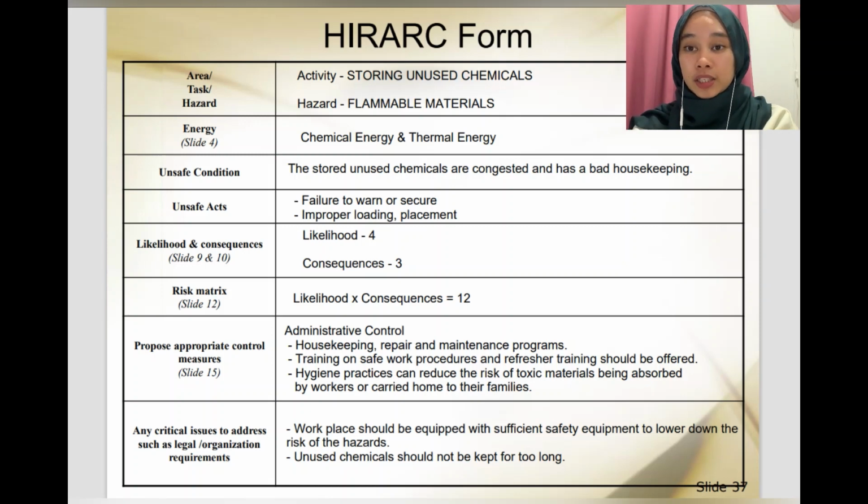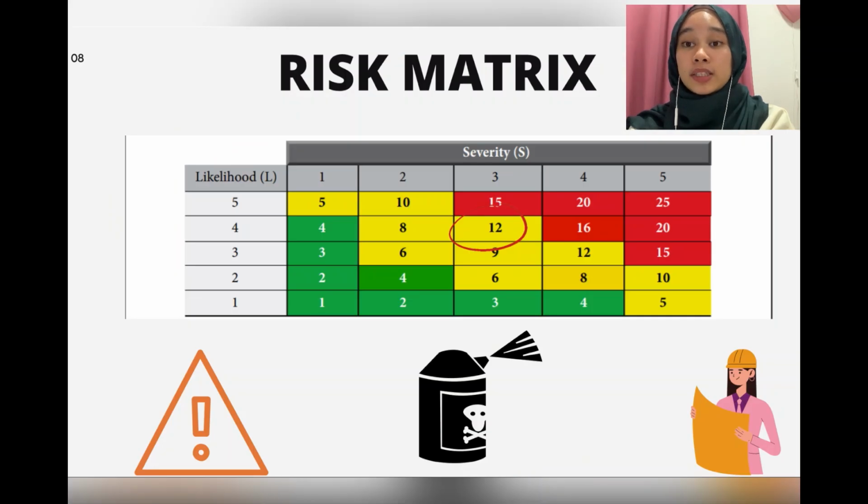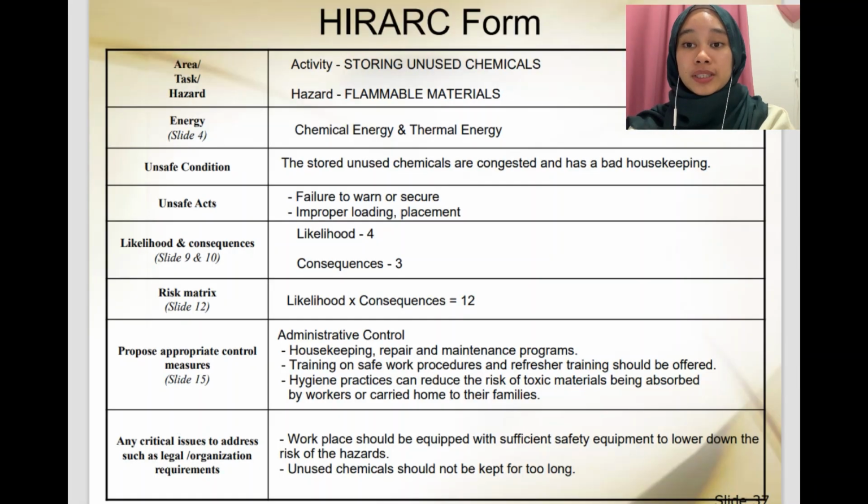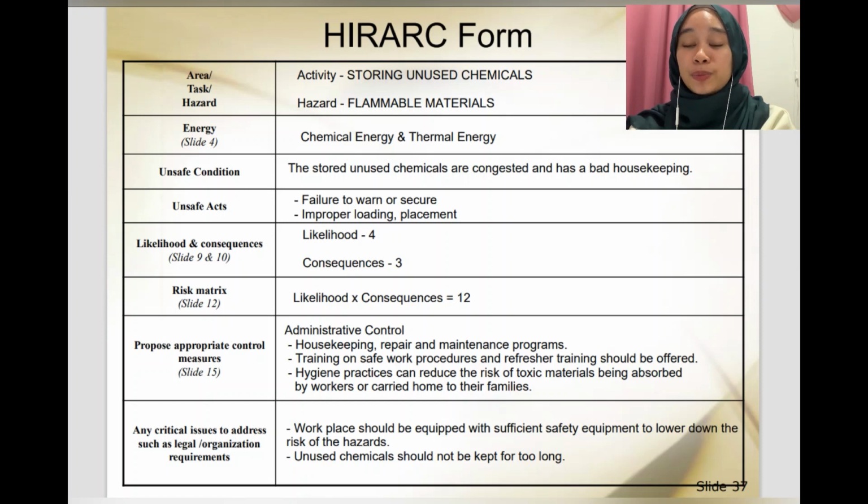The likelihood is rated as 4 because it has a good chance of occurring and it is not unusual. Since there were no deaths involved in the incident, the consequence is rated as 3. The risk matrix was then calculated using the formula of likelihood multiplied by consequence, and the value obtained is 12. Some of the appropriate control measures that can be taken are housekeeping, and repair and maintenance programs. Training on safe food procedures and refresher training should be offered. Lastly, hygiene practices can reduce the risk of toxic materials being absorbed by workers or carried home to their families.